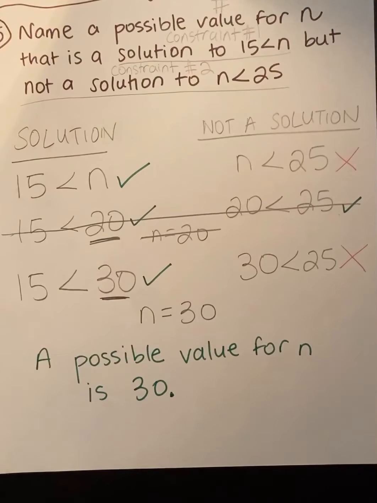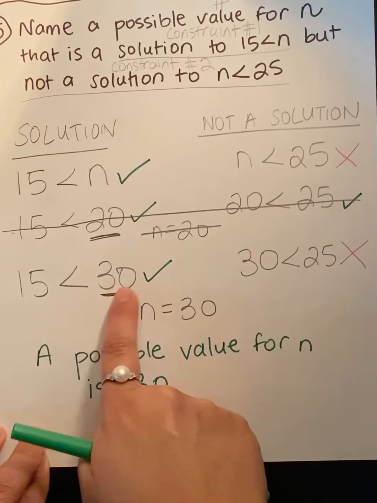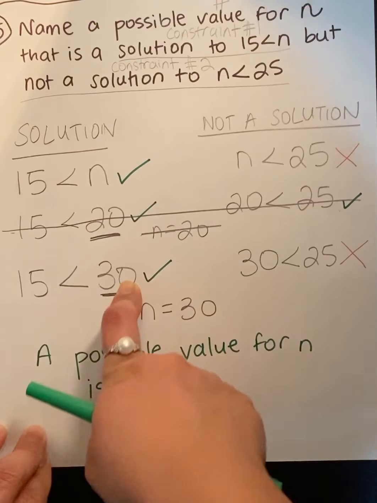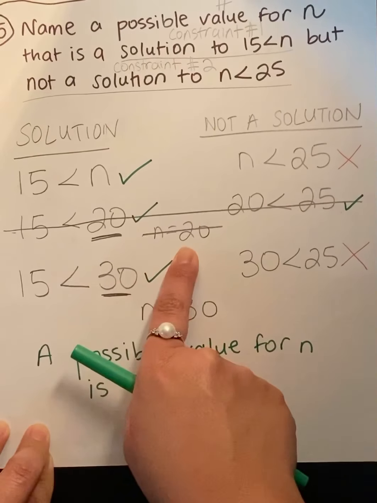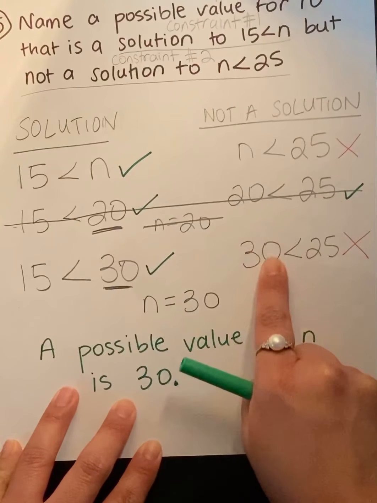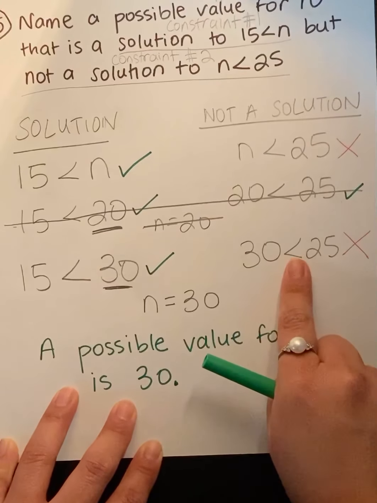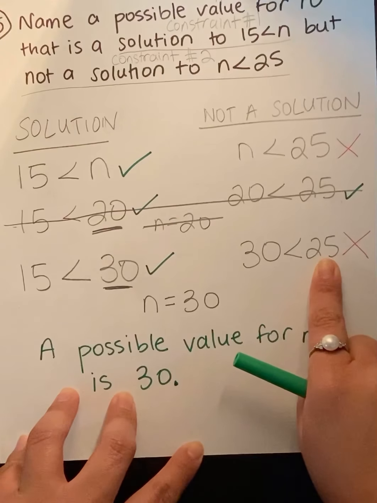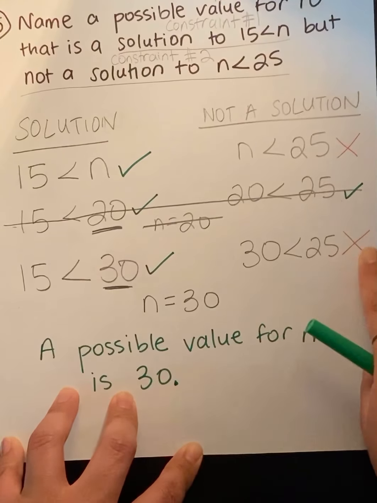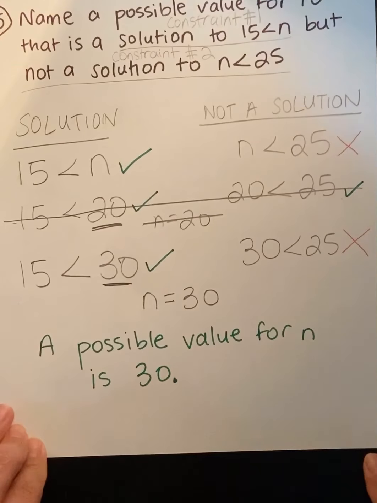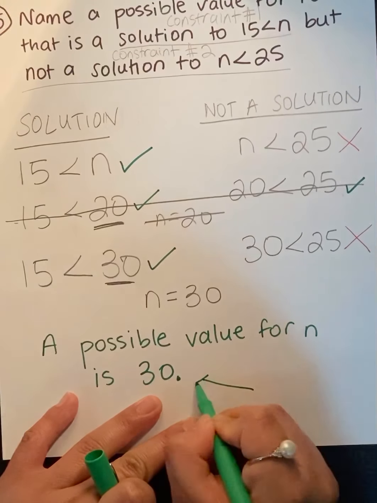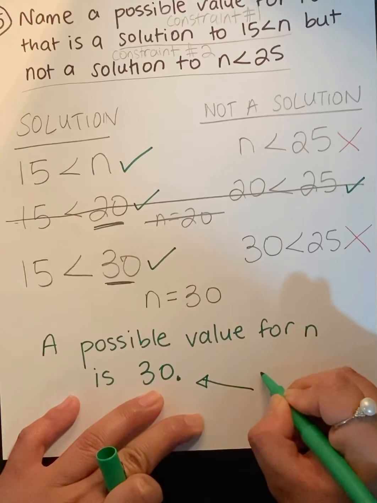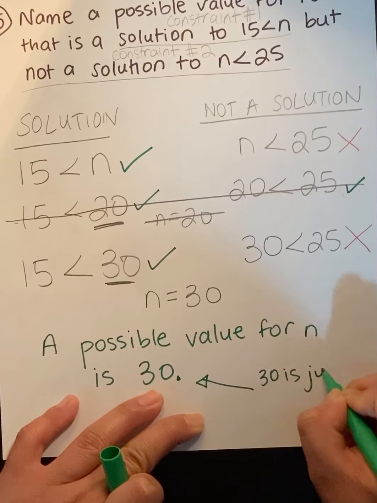Again, is it the only answer? No, it is not. Instead of 30, you could have substituted 40. 15 is less than 40. That would have been correct. And if I took 40 and substituted here, 40 is less than 25? No, that would be false. So you would be able to write an X. And 40 could have also been your answer. This here is just one answer.